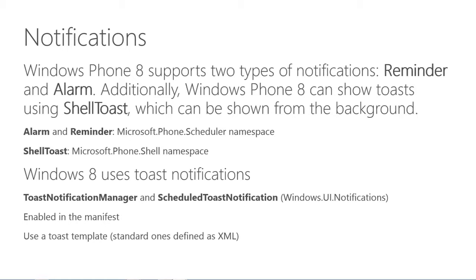Windows 8 uses toast notifications, and it's a little bit simpler. You use the toast notification manager and the scheduled toast notification. You have to enable these in the manifest, and I'll show you how to do that in a second. And you have to give it a template. I think there's 8 different templates that you can use, and they're basically defined in XML, and you choose one and then hand that to the API call, and it handles creating that toast for you. Okay, so let's actually have a look at that.